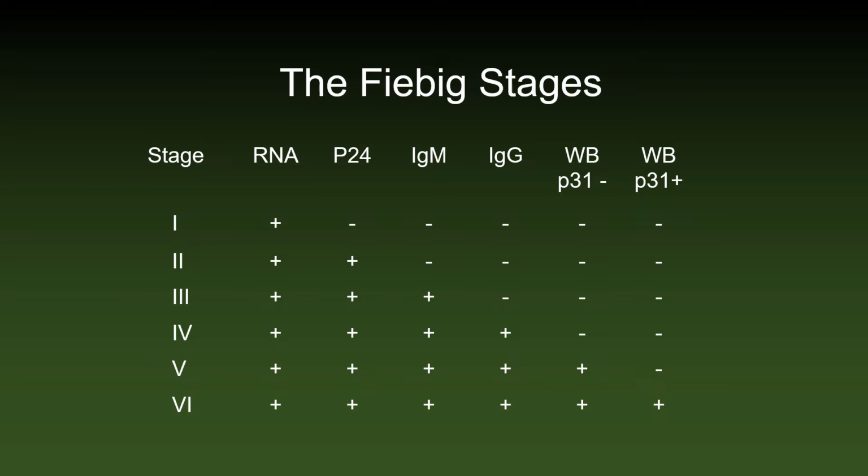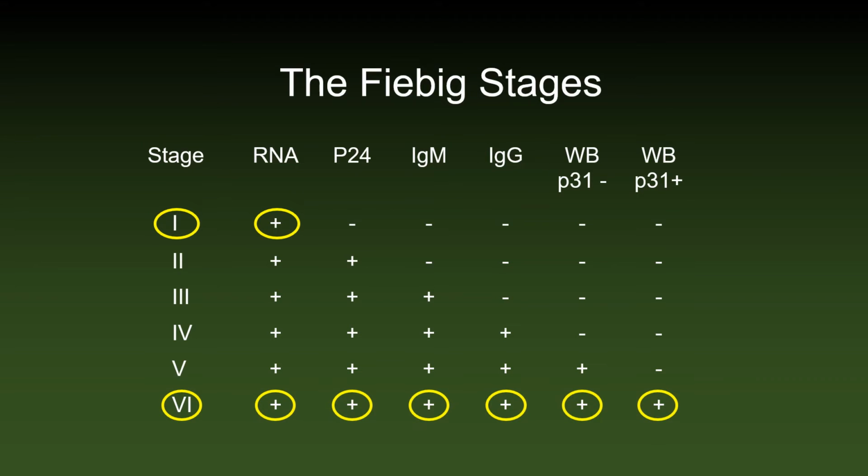The HIV RNA, the P24 antigen, and the different types of antibodies appear in a characteristic sequence called Fiebig stages, after Eberhard Fiebig's paper in AIDS volume 17, page 1871, 2003. The first test to turn positive is the HIV RNA, followed by P24 antigen, IgM and IgG antibodies, and finally the bands in the Western blot. If a patient is in Fiebig stage 1, only the RNA is positive. In stage 6, everything is positive.